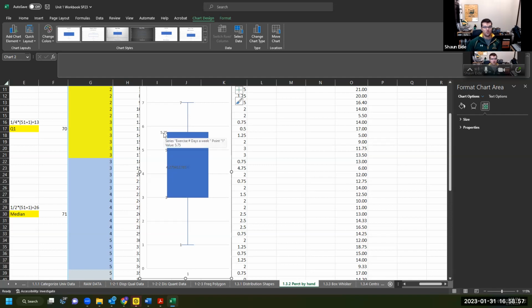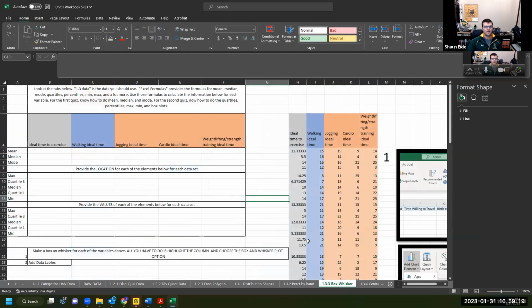Those are technically the only things that have to be in this, but I also like having the mean in there, which you see as this X right there. Including the mean allows you to tell the skewness of the data. So this right here will tell you the mean is less than the median, therefore it is negatively skewed.